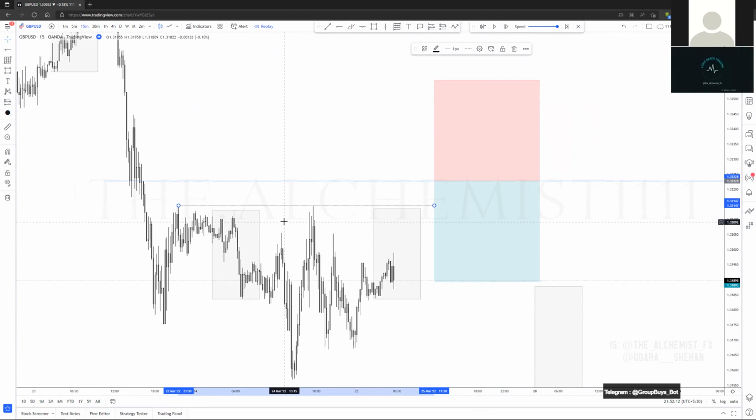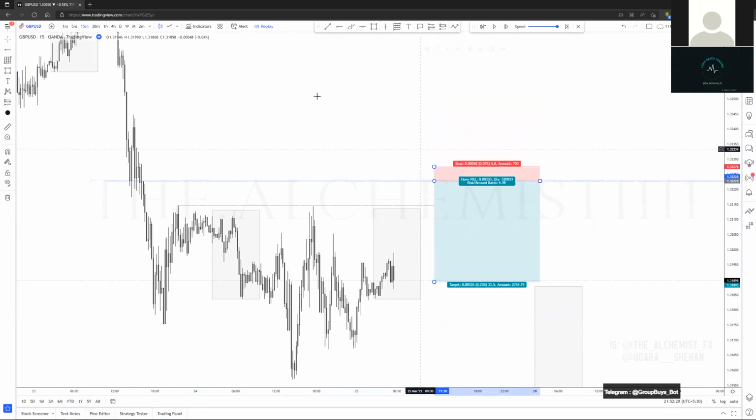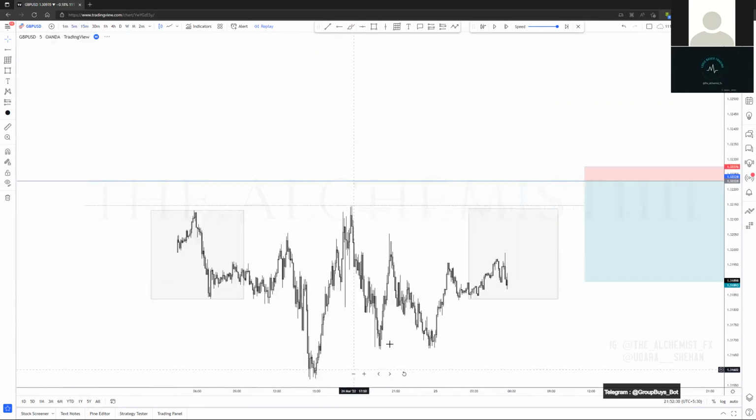What is London kill zone? London kill zone is actually the Frankfurt session. Yes, it's the Frankfurt session. ICT calls it the London kill zone. We can also call it the London kill zone. So like this, let's say a stop loss was, let's go into a lower time frame to check where we can place a stop loss.